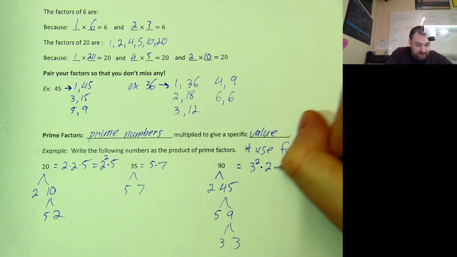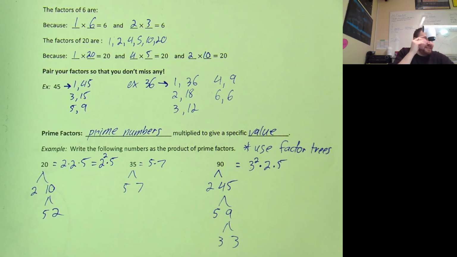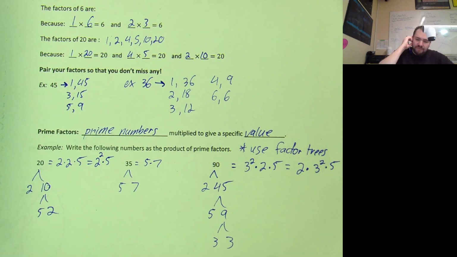Times 2 times 5. And typically how we write them is in order of increasing value. You don't have to, because you can multiply in any order you want, but typically how we write these things is 2 times 3 squared times 5. So this is a prime factorization. Cool? Comments, questions, concerns? No issues.